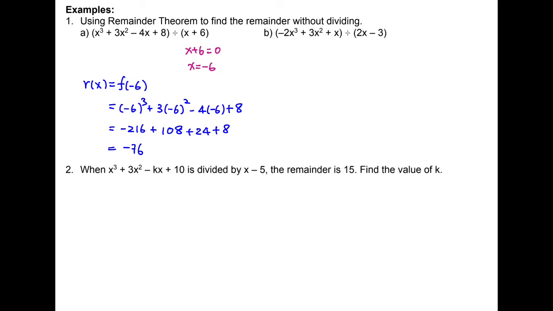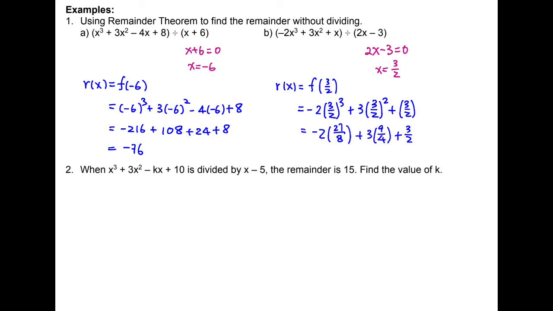Once again, for part B, in order for us to find the remainder, we have to let the divisor equal 0. So 2x minus 3 will become 0. That means 2x equals 3. That means x equals 3 over 2. So our remainder will be f at 3 over 2. Substitute in and expand and simplify, you're going to get 3 over 2 as the remainder.